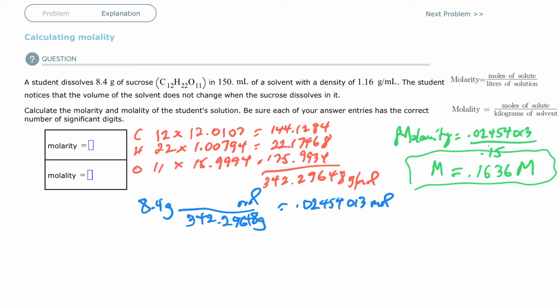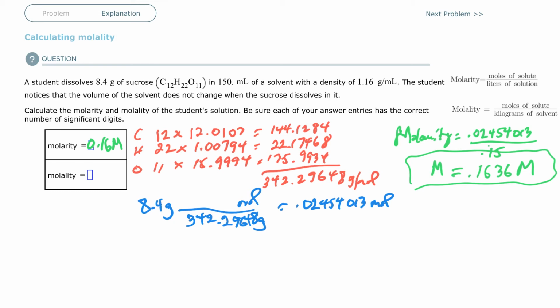What's the significant digits? I've got 8.4, that's 2, 150, that's 3, 1.16, that's 3, so I have to do it to 2. So 0.1636 goes to 0.16 molar. If you want to put 0.16 molar, that will be the molarity.